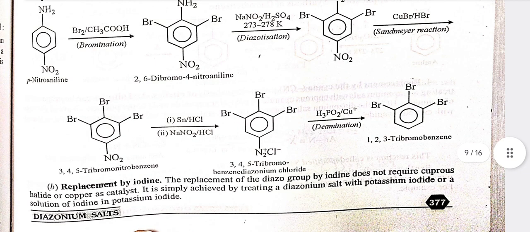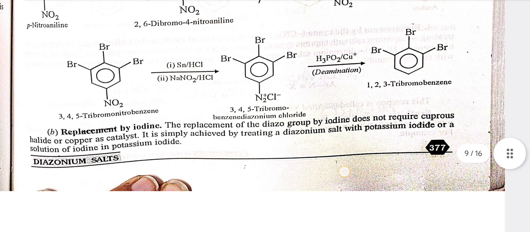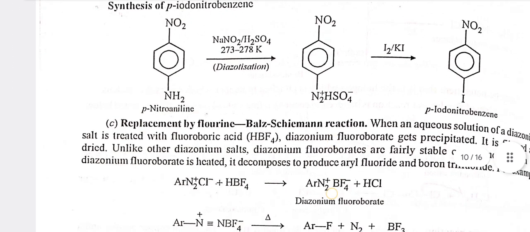Replacement by iodine. The replacement of the diazo group by iodine does not require cuprous halide or copper catalyst. It is simply achieved by treating a diazonium salt with potassium iodide. Replacement by fluorine.